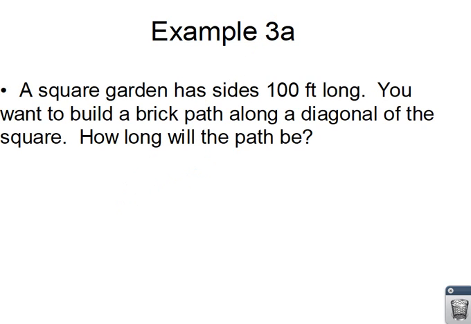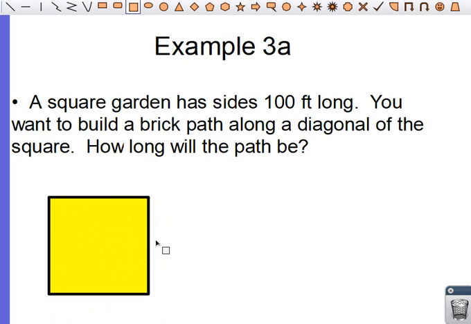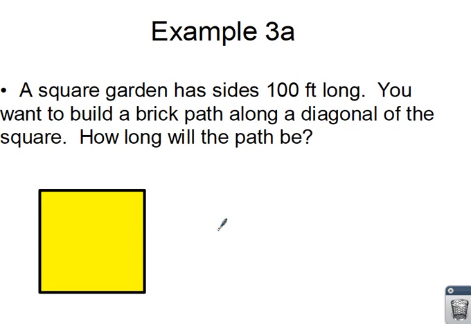We have a square garden, so let's draw a square. Making a square garden. And it has sides that are 100 feet long. Okay, so every side of the garden is 100 feet, otherwise it wouldn't be square. And I want to build a brick path along the diagonal of the square. And how long will the path be?